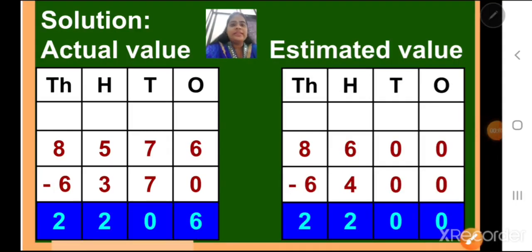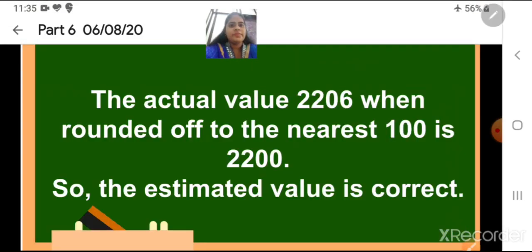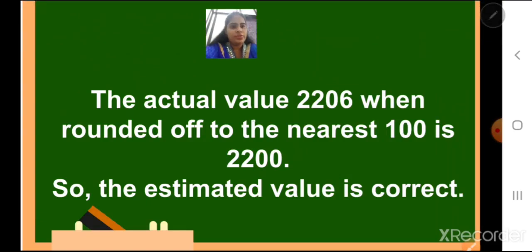Children, like this we have to note down in our notebook also. This is our example sum. After this, we will write the answer: the actual value of 2206 when rounded off to the nearest 100 is 2200. So the estimated value is correct.